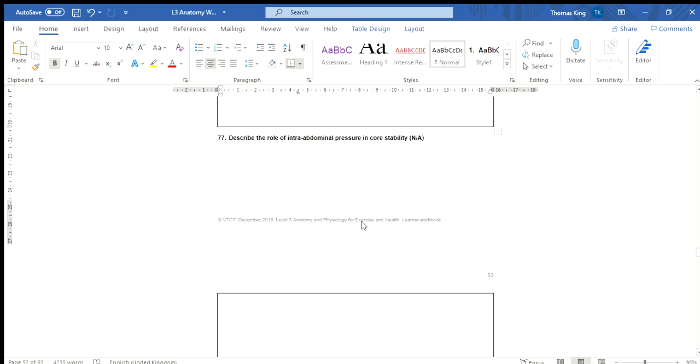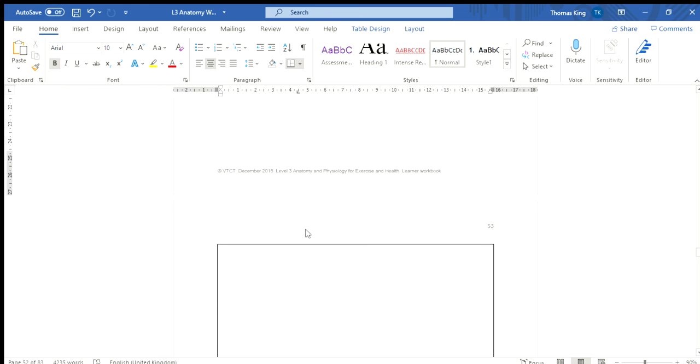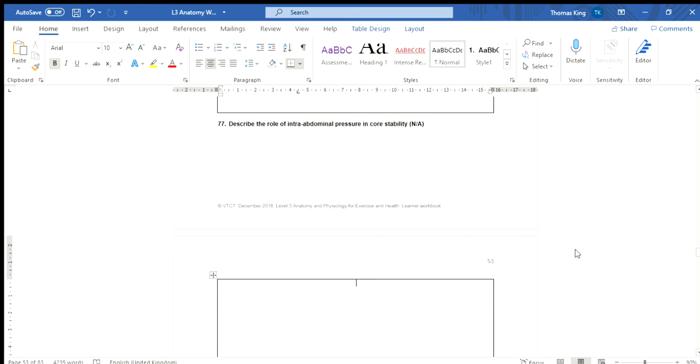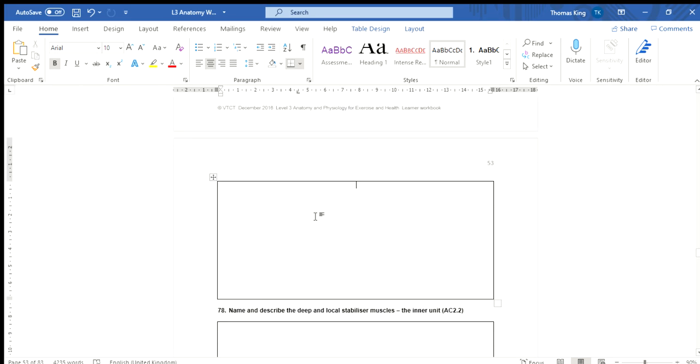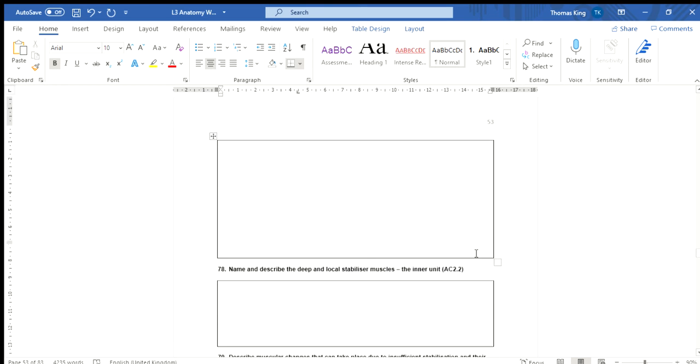Right, intra-abdominal pressure. We don't really need to know about that, but it may be worthwhile you guys just having a good little dig into Google on this, because it's really interesting stuff. So when we breathe and we brace, we are creating intra-abdominal pressure, and that is providing an outward and upward force to help us stabilize our spine.